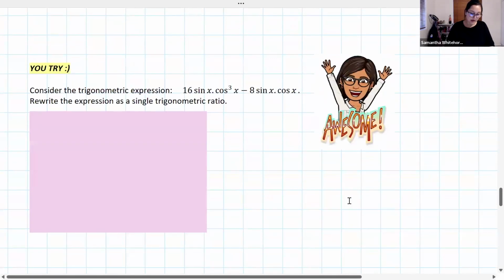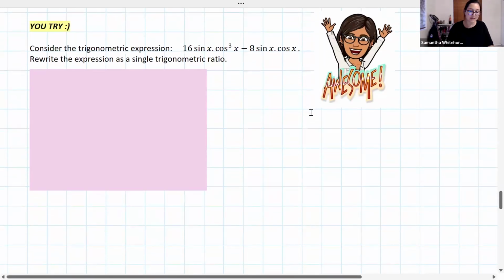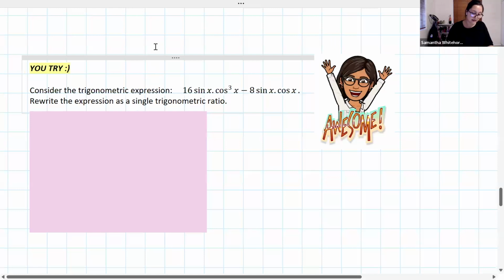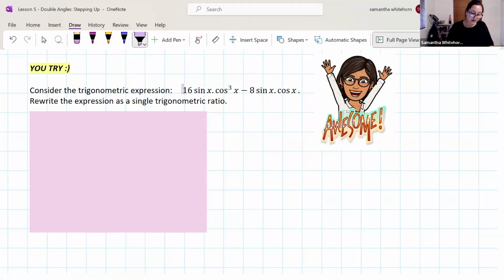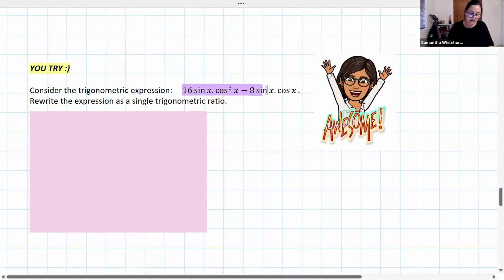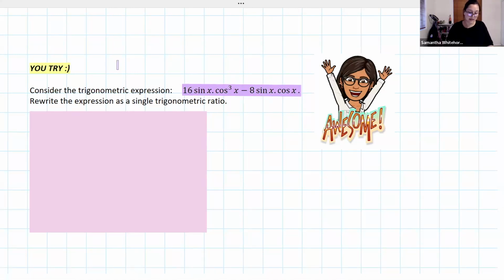Okay. So it's not quite a prove the identity, but you have been given an expression of 16 sine x times cos cubed x minus 8 sine x times cos x. And my instruction is write it as a single trig ratio. So you've got 2 terms there. I want you to write it as a single trig ratio.